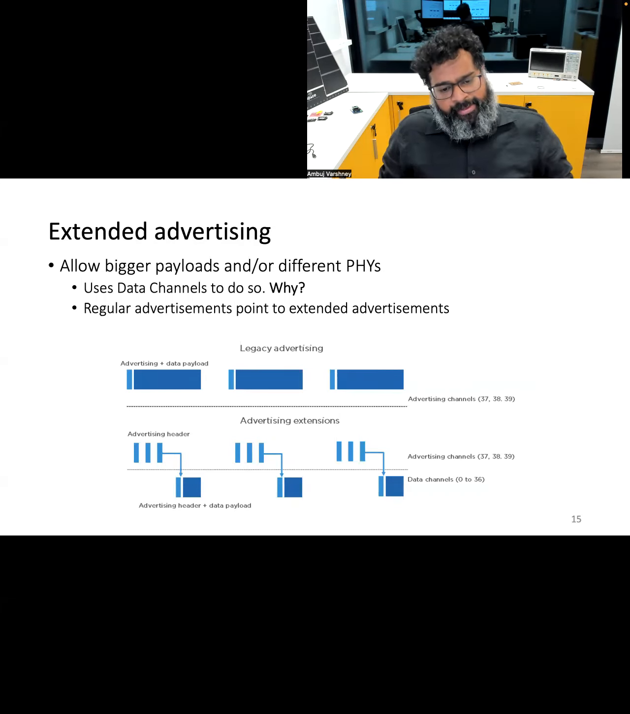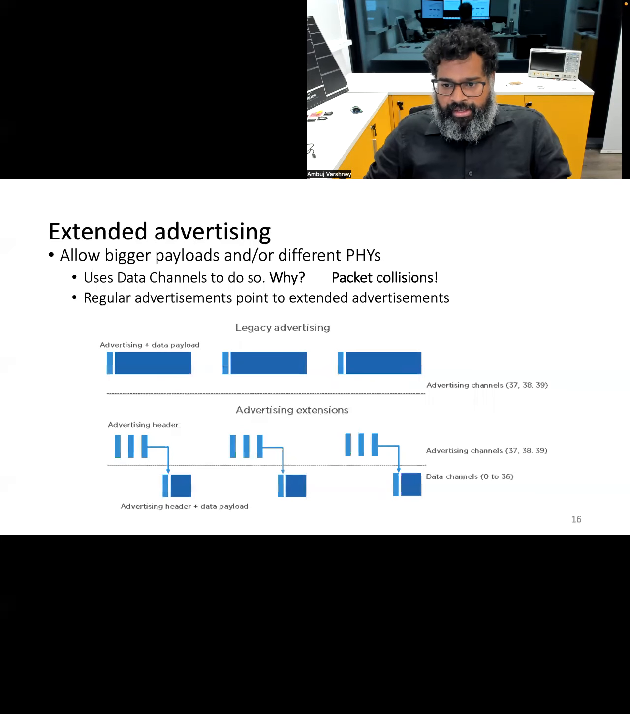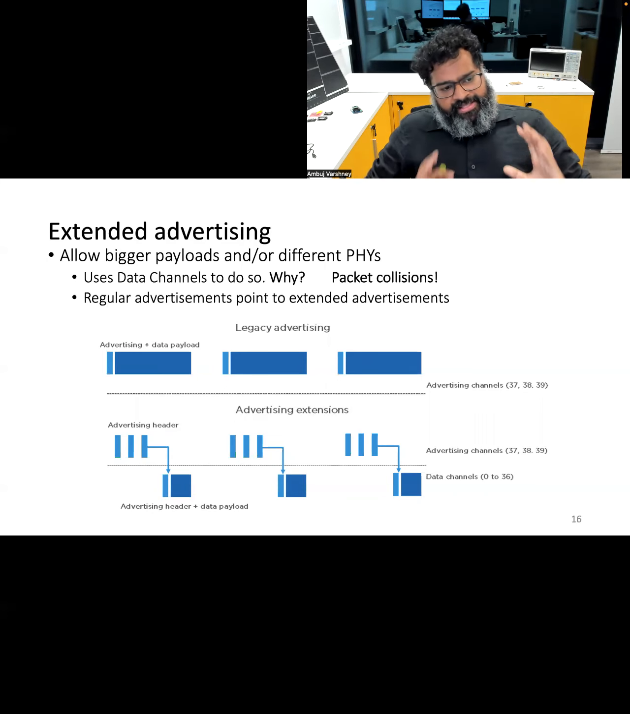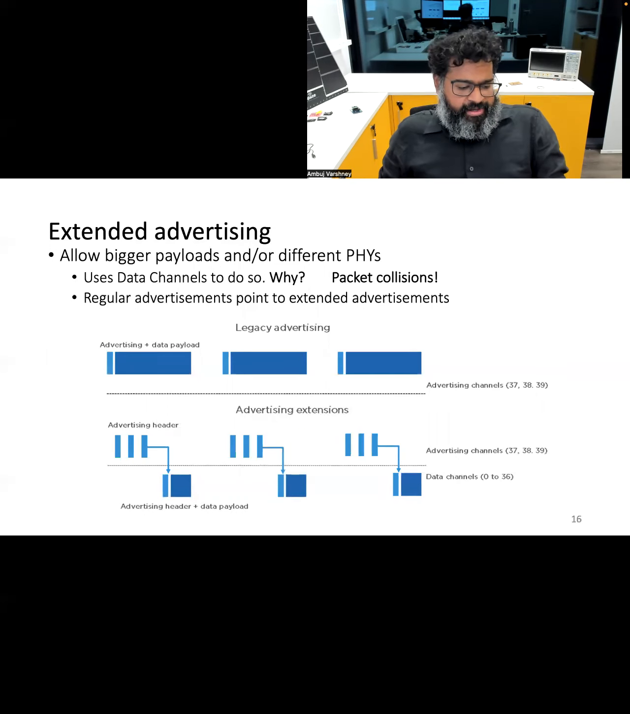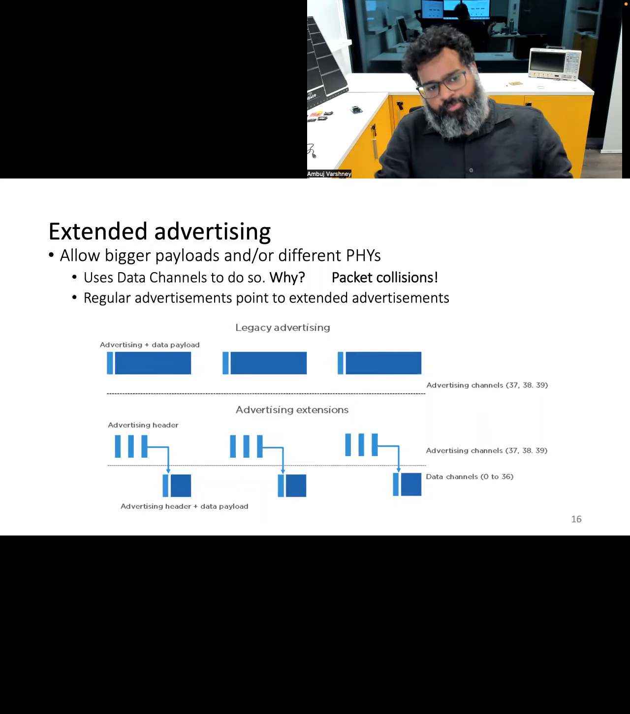There are several benefits to having a division like this. It reduces the collision on the normal advertising channels, and it allows you to have higher resilience for sending large amounts of data by using the data channels and frequency hopping on them. It also allows you to reduce packet collision. So in general, extended advertising can allow you to send large data with better reliability compared to classical Bluetooth.